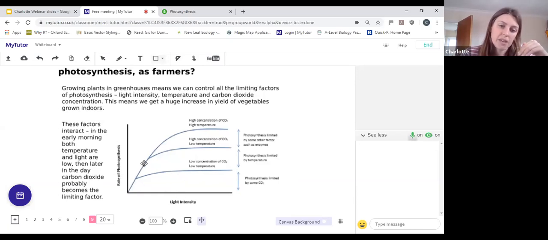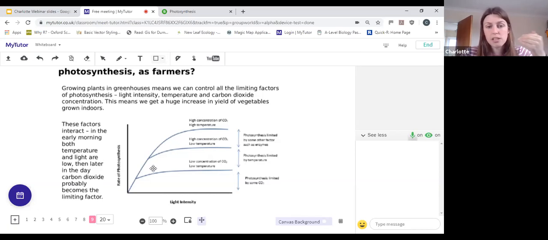If we follow up again, if we change that CO2 and go, okay, it's limited by CO2, let's put more of that in. So now we have a high concentration of CO2, but we've still got a low temperature. You can see that the graph plateaus off again. We've got a kind of middling rate of photosynthesis. It's not too bad, but it's still limited by temperature, as it says on the right-hand side.